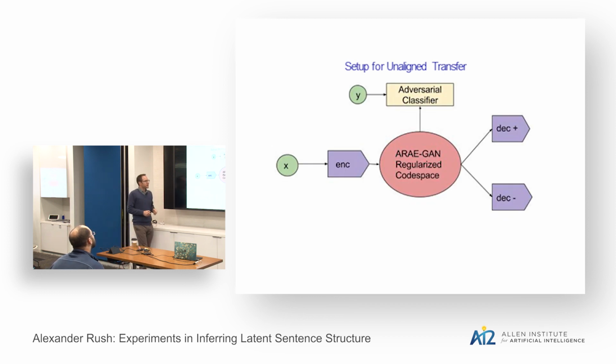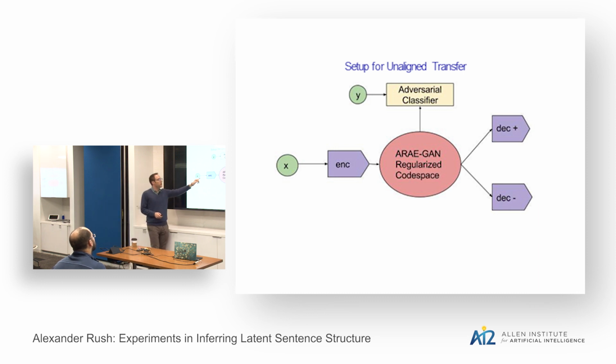So the full model looks like this. We take in a sentence and encode it into this code space. We then have two decoders, one that tries to output only positive sentences, and one that tries to output only negative sentences. We have a classifier that tries to determine from the code space whether it was positive or negative. And then we train against that.